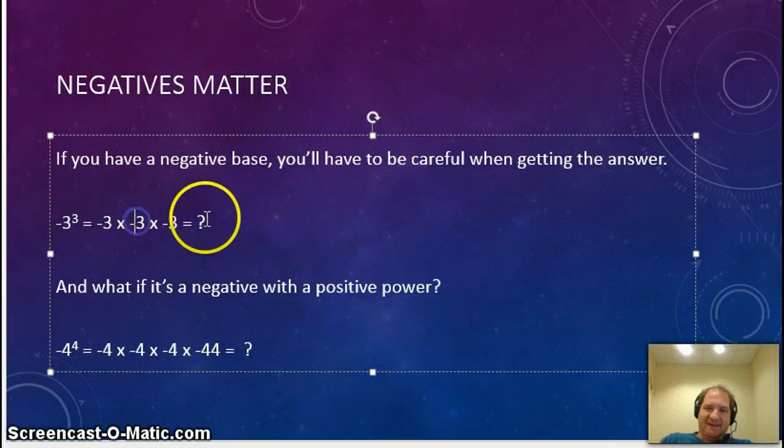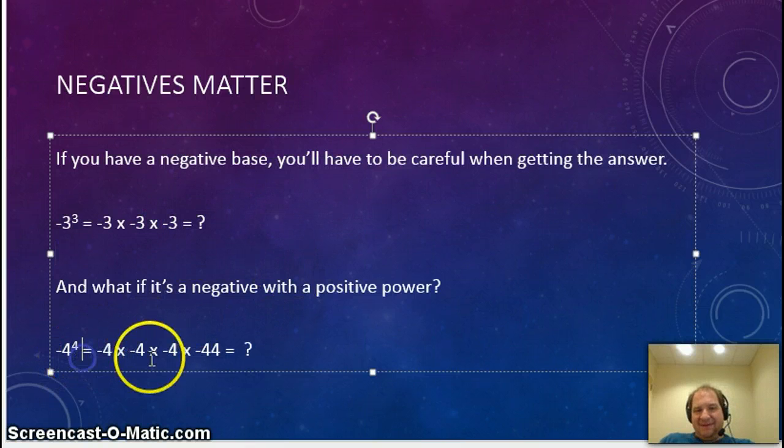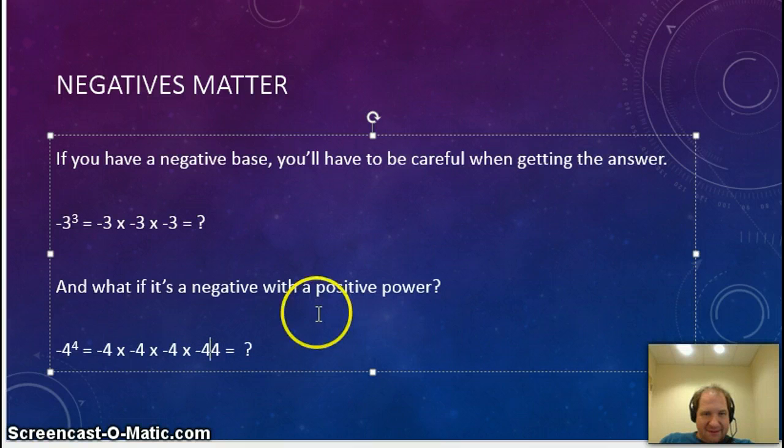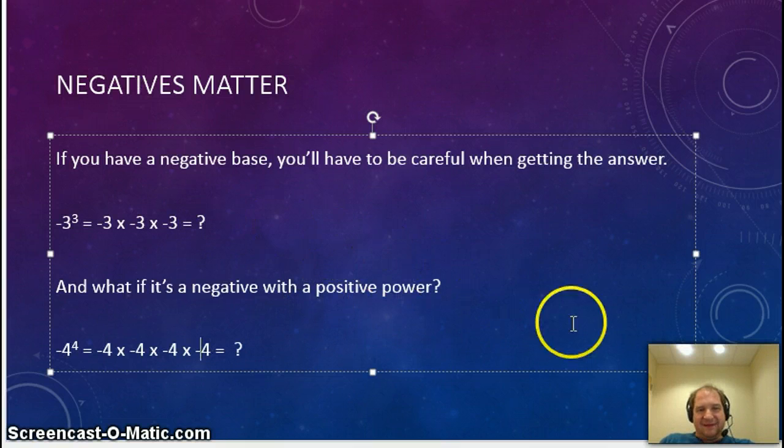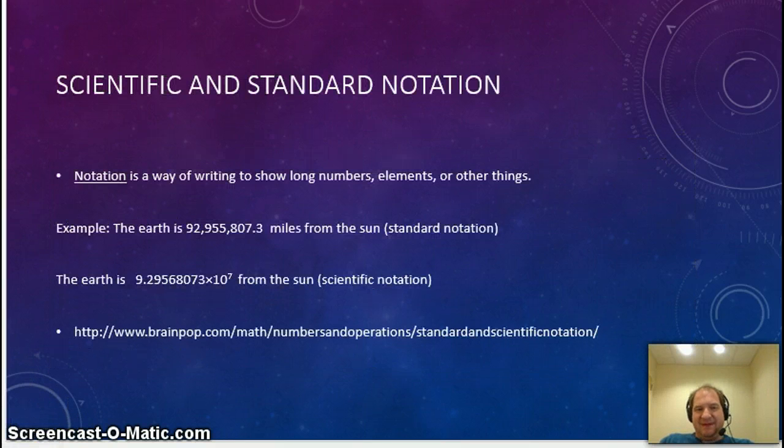So remember, with a negative base, you have to be careful, because this would be like negative 3 times negative 3 times negative 3. And what if it's a negative with a positive power? Did I say 44 here? Yeah, I did. Okay, it should just be 4. So remember, make sure you know how to multiply by negatives. That's going to be important.